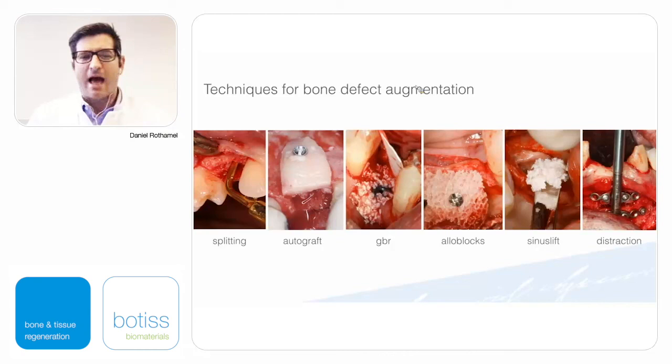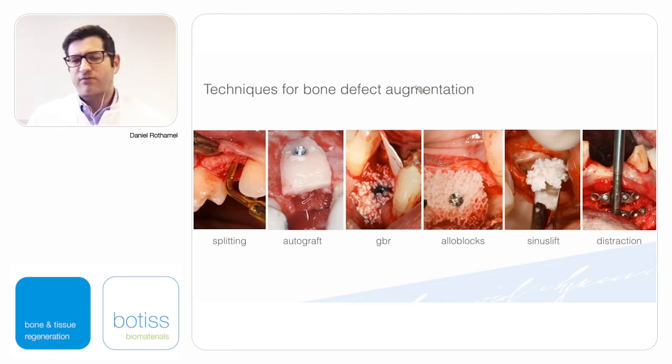So what options do we have? We can use bone splitting techniques that are based on the idea of shifting the defect from a site outside the alveolar process into a region in between two vital bone layers. So we have much better prerequisites for bone formation when we are surrounded by, of course, two vital bone walls than forming a lateral augmentation on the outside of the alveolar process.